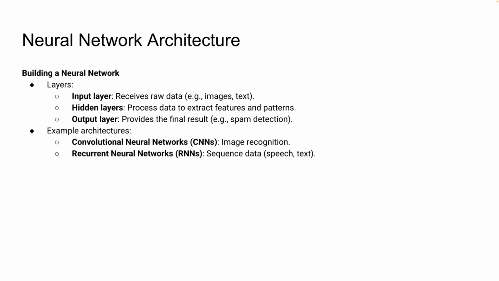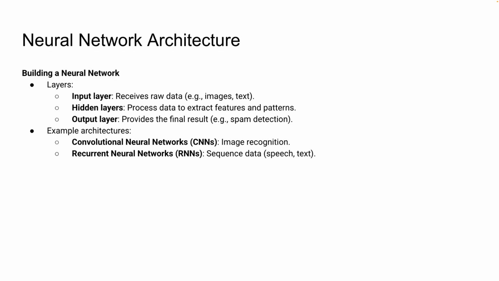Now here's where things get interesting. A single neuron isn't very powerful on its own. But when you combine thousands or even millions of these neurons into layers, they form a network capable of solving incredibly complex problems. Think of it like building a house. One brick alone doesn't do much, but together they create something sturdy and functional.